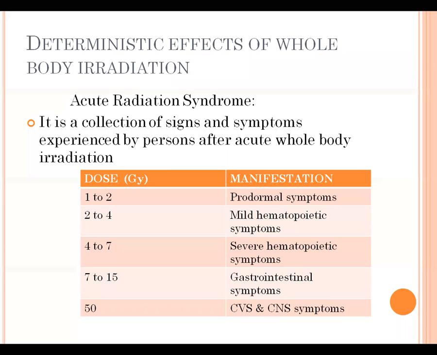Then we see the deterministic effect of whole body radiation. That is acute radiation syndrome. What is acute radiation syndrome? It is the collection of the signs and symptoms experienced by the person from acute whole body radiation.